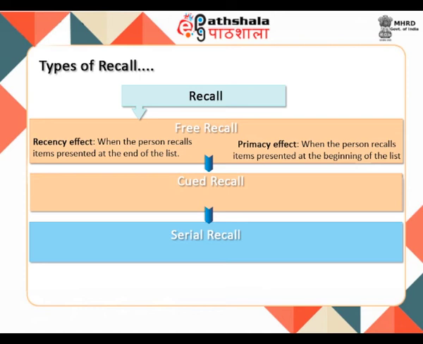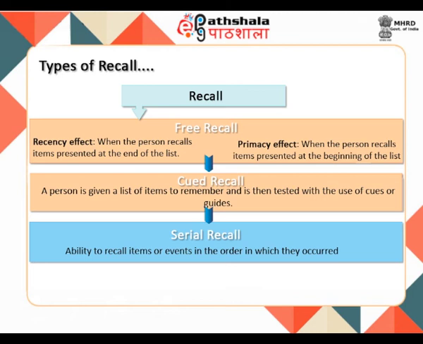It is the process in which a person is given a list of items to remember and is then tested with the use of cues or guides. Last is the serial recall, which refers to our ability to recall items or events in the order in which they occurred, such as chronological events in our autobiographical memories.